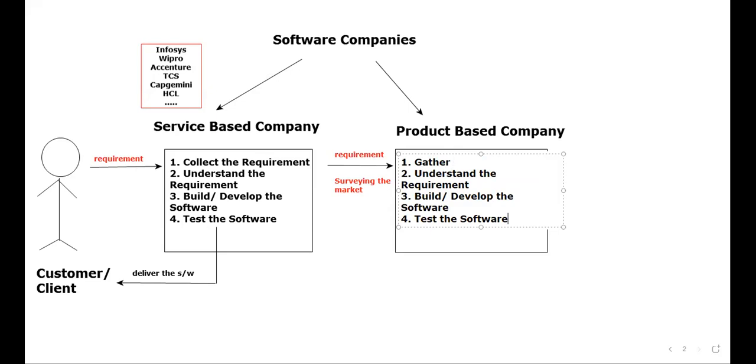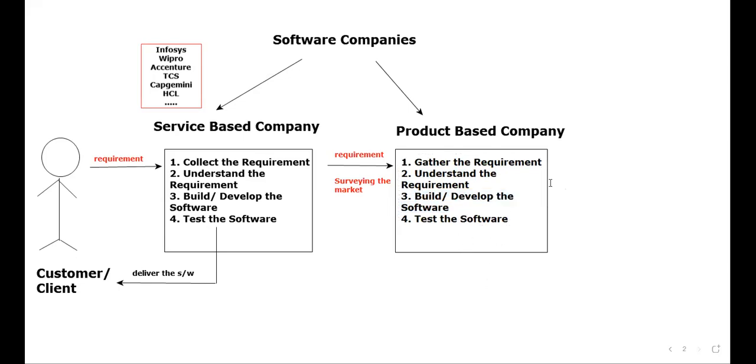Sir, which market, sir? Market means what? The society, or the IT company, or what exactly the common people want, from the product based company, whatever product they are developing. They will gather the requirement. Initially they will gather the requirement. After gathering it, they will try to understand the requirement, and they will also build the software. They will also test the software.